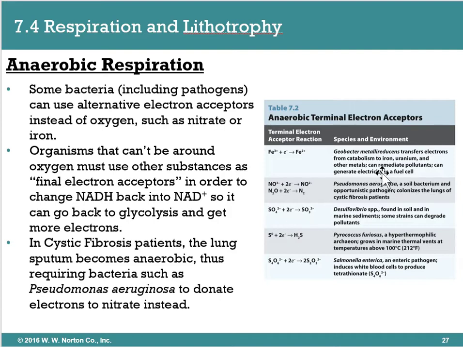So over here, I do show other examples of species that like to live in anaerobic environments. But if I am going to ask you a question over it, I'm only going to ask you in terms of the cystic fibrosis patient. And then also, what are the alternative molecules that can be used as an electron acceptor? The two examples that I talked about are nitrate and iron.